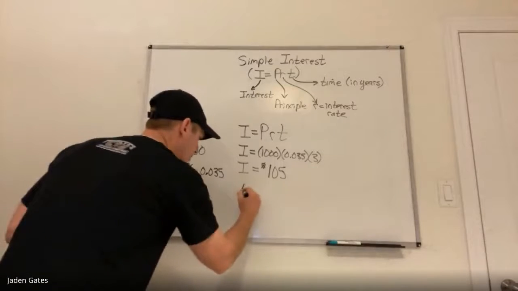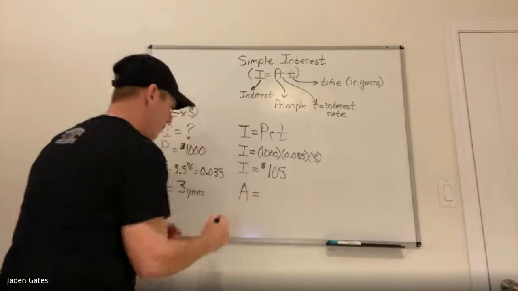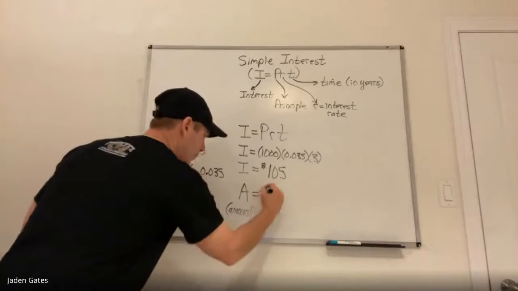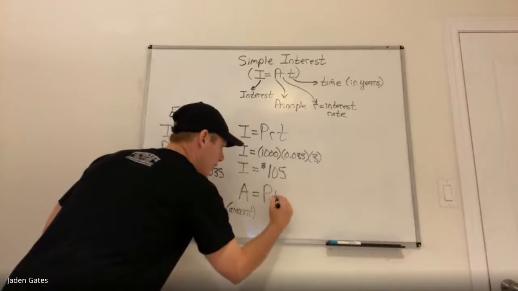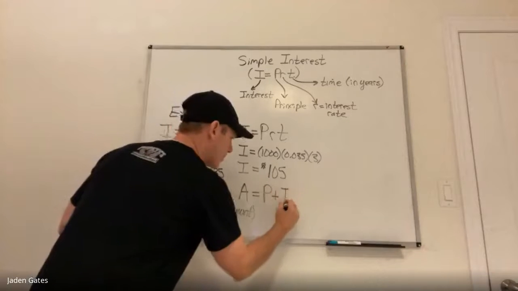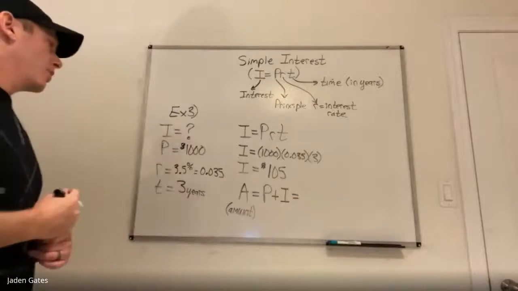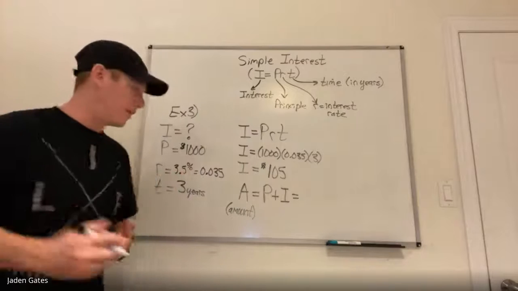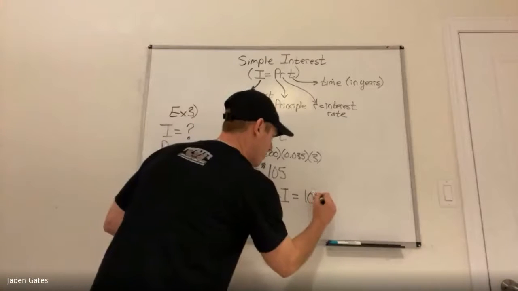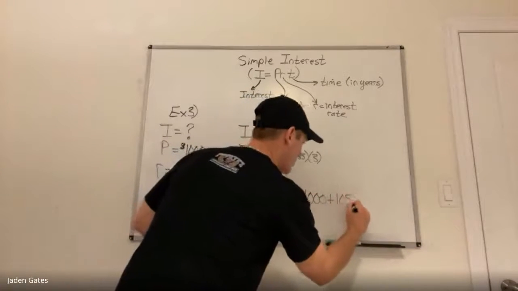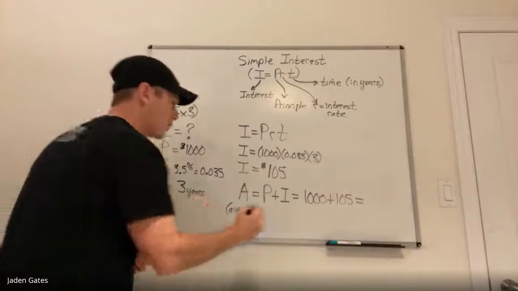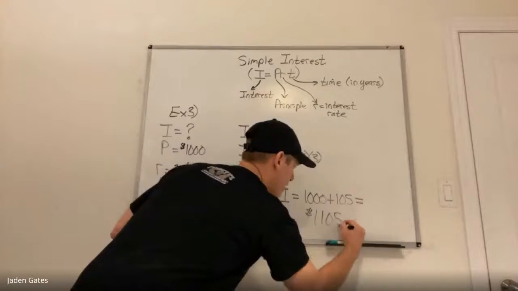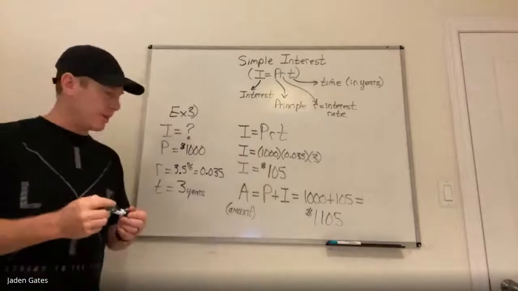So the amount that he's going to have in the account, A, again, this is a variable we're going to have quite a bit, is equal to your principal, how much you had in there, plus the interest. So there's another formula here. A equals principal plus the interest. Well, he had $1,000 in there plus another $105 that he made on interest. And so our final amount is $1,105 is how much he would have in his account.